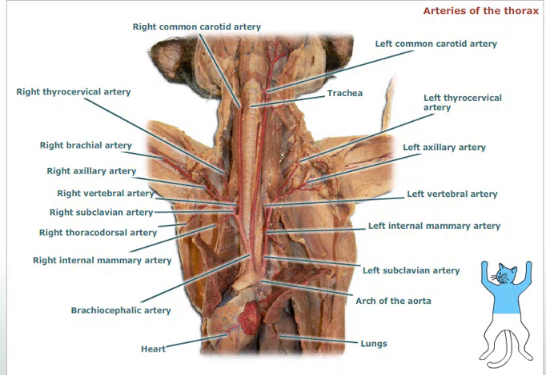Okay, so once again, I'm on the My AMP website, and I'm looking at the arteries of the thorax. What I'm going to be really talking about is the arteries that come off of the aorta, which is right here. This is the arch of the aorta, and the arteries that come off of it and the areas of the body that they go to.